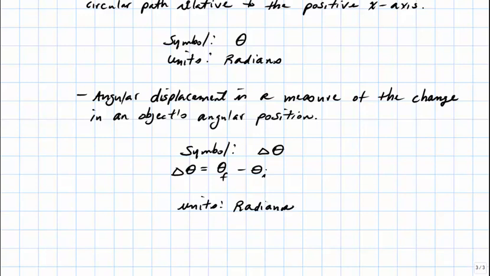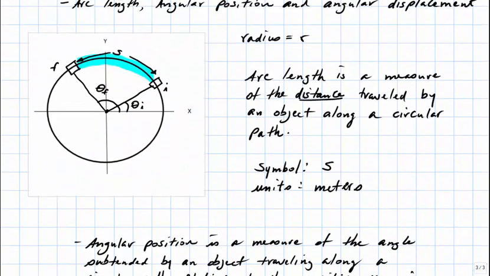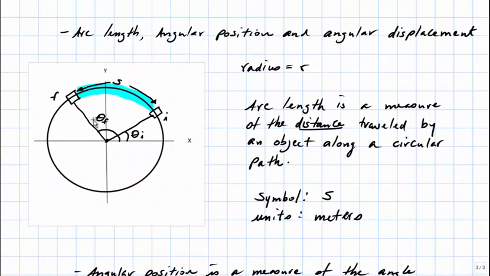Let's indicate the angular displacement for the object that we were just discussing. Here's our object, and the change in angular position is just a measure of the angle subtended between the initial and the final locations. And so delta theta looks like this.